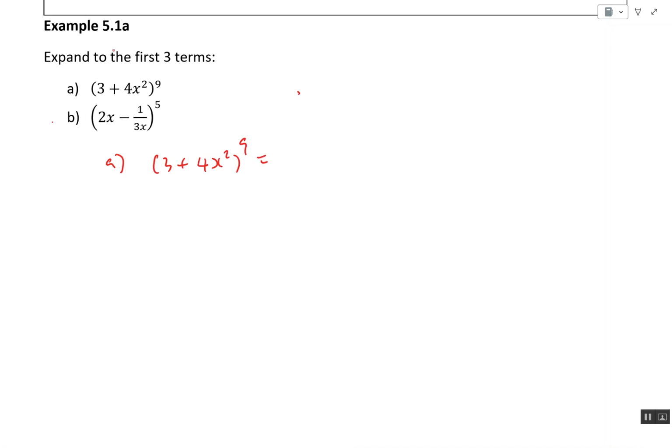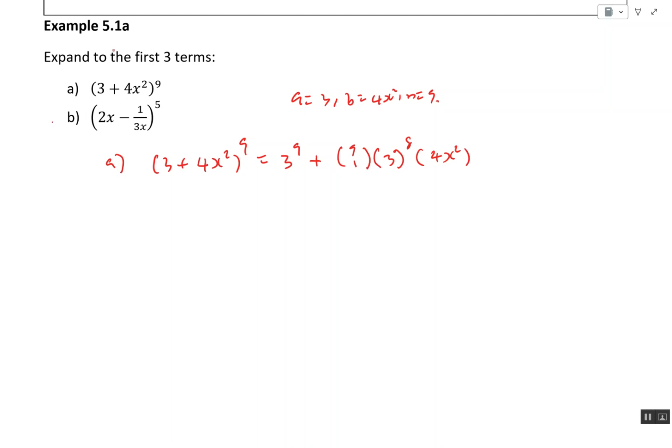at the side, a equals to 3, b equals to 4x squared, and n equals to 9. This is something I want you all to practice at the start first, just when you all get the hang of it. Once you are very familiar, you all can skip this step. So plug in the values. I'll get 3 to the power of 9 plus 9 choose 1 multiply by 3 to the power of 8, 4x squared to the power of 1.